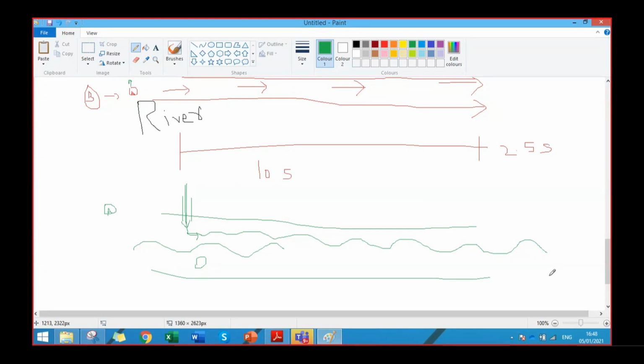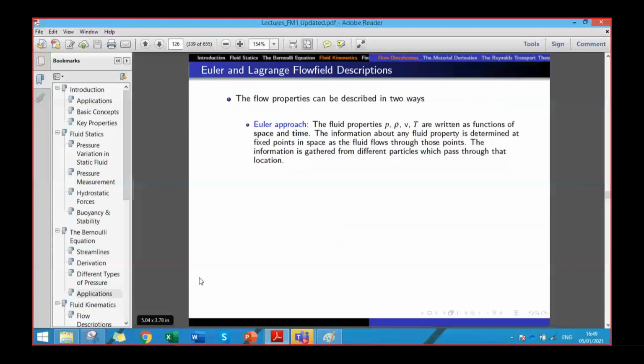For Euler approach, what you will do, you will place sensors along this flow line. And you will measure different values. Let's say if you want to measure temperature, you will place temperature sensors. Is it clear? The difference between the Euler and the Lagrange approach?